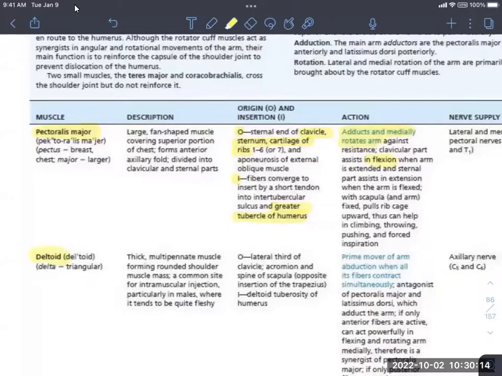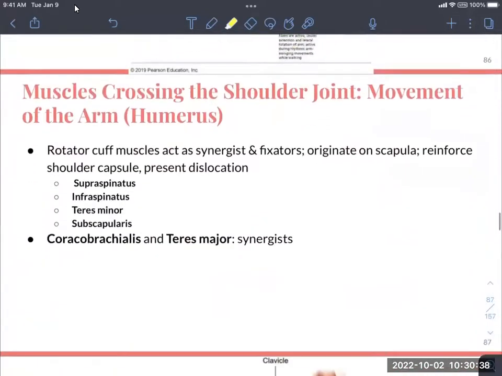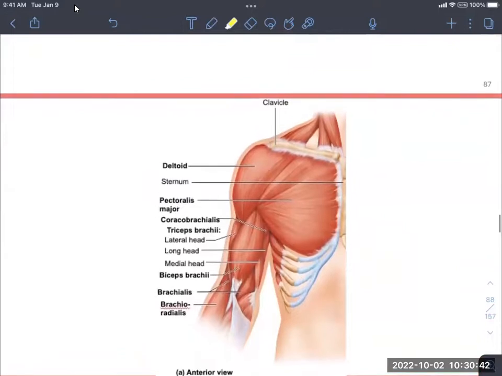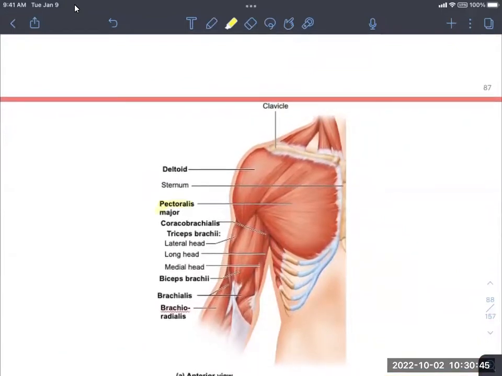Deltoid. The clavicle, the acromion, and spine of the scapula. Inserts deltoid tuberosity of the humerus. And it's going to abduct the arm. So here we see that pectoralis major and that deltoid. And this deltoid goes all the way around to the back. And then it kind of has that triangular shape down to that deltoid tuberosity. And our pectoralis major is the one through here.